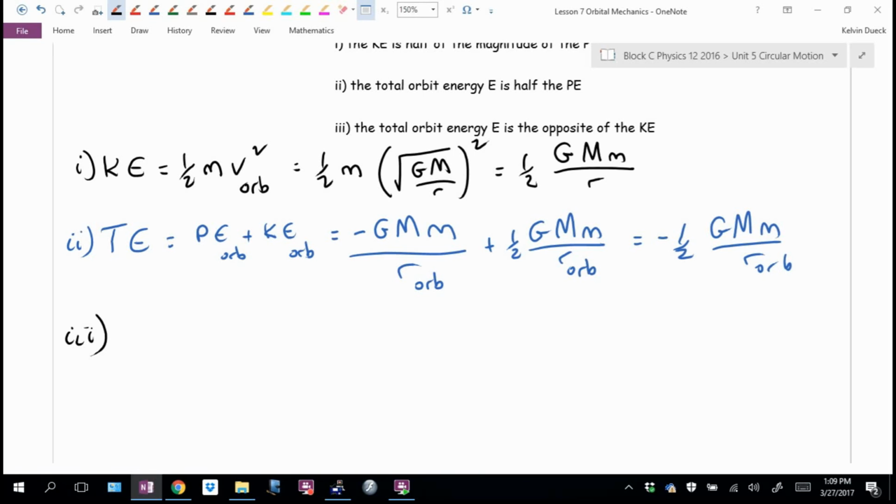Lydia, what does part 3 want me to prove? That's this one right here. Keep reading. Aren't they identical, but one's got a negative, one's not? Isn't that the definition of opposite? We proved it, I think. Okay.